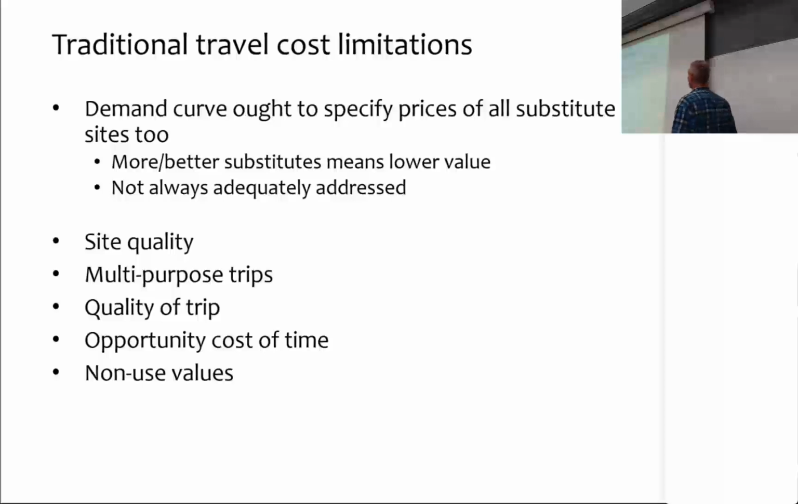The big problem with the standard travel cost method, as I just sketched, is that it does not take into account competition. I assume that there is a park, and the question is, what is the value of this park? And I'm going to derive that value from visits to that park.